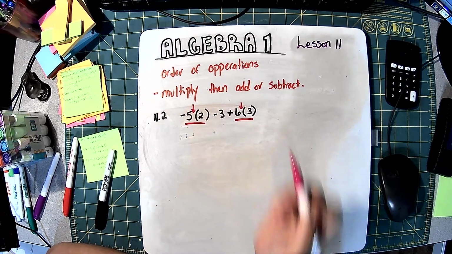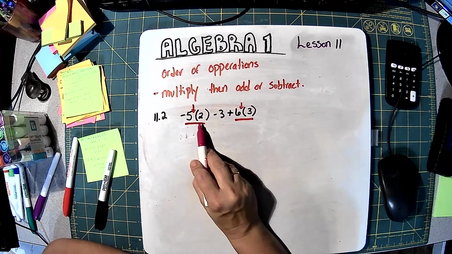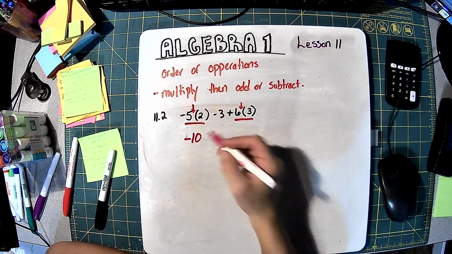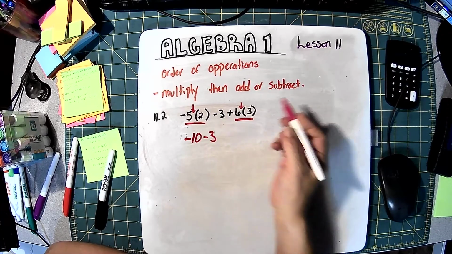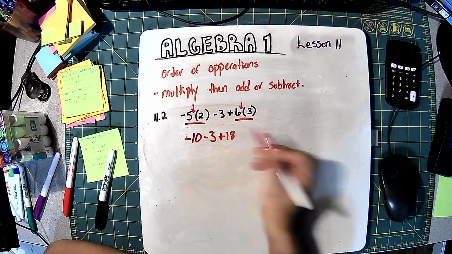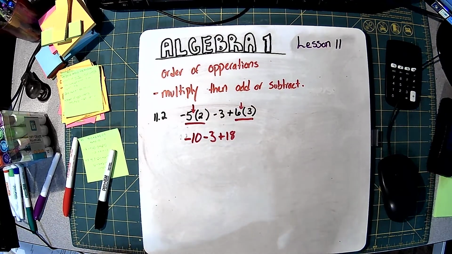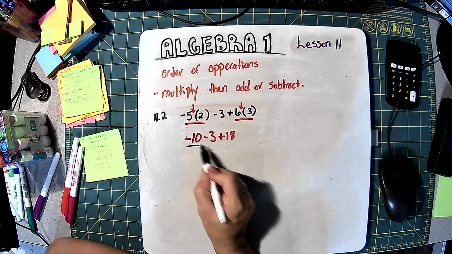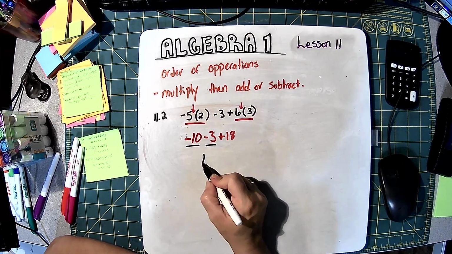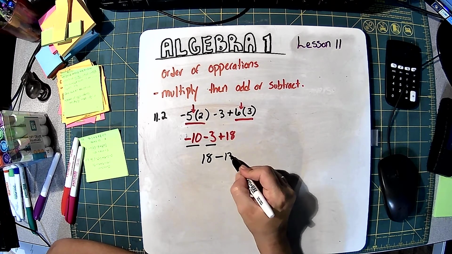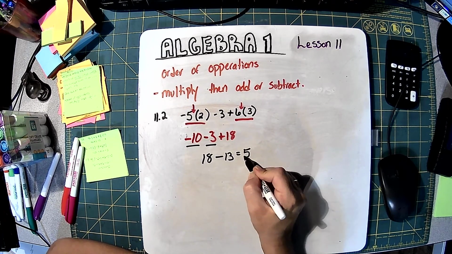Same thing here. Okay, 5 times 2 is 10, and that would be negative 10. Negative 5 times positive 2. Then we have this minus 3. Then we have 6 times 3, so that would be positive 18. Now we just have to put our negatives and our positives together. We have 2 negatives, negative 10, negative 3. I'm going to write the 18 first, and then it says 18 minus 13 equals 5.